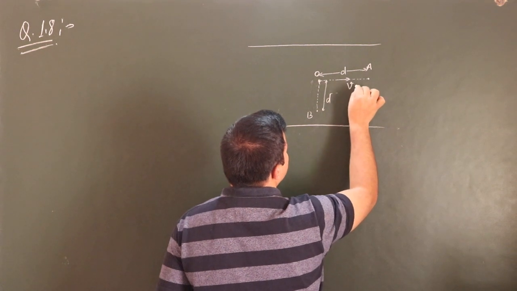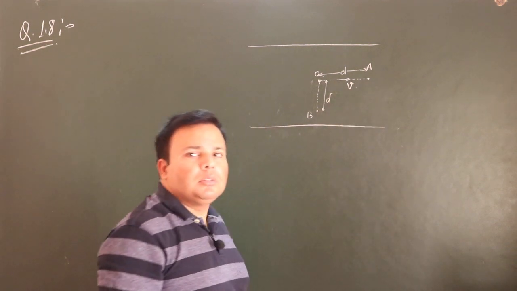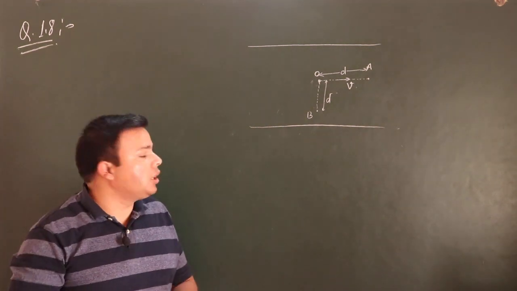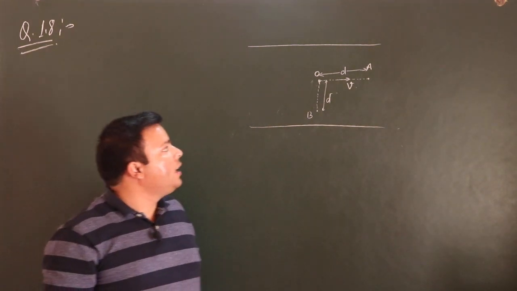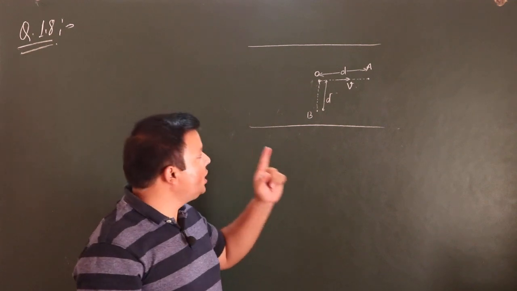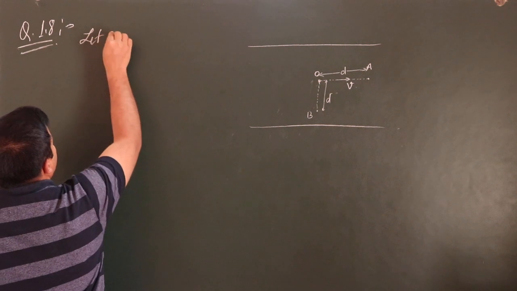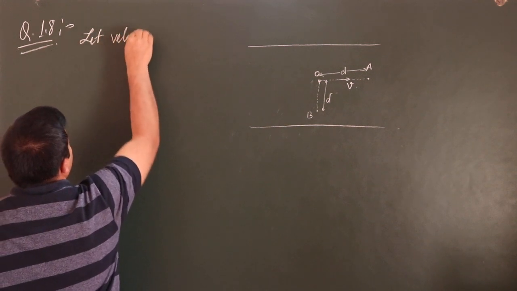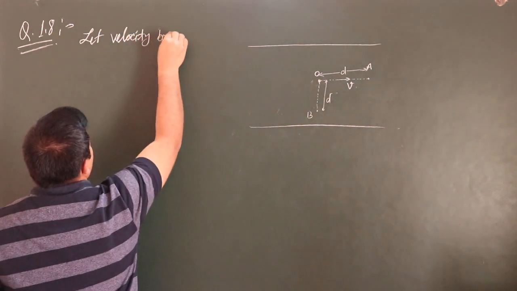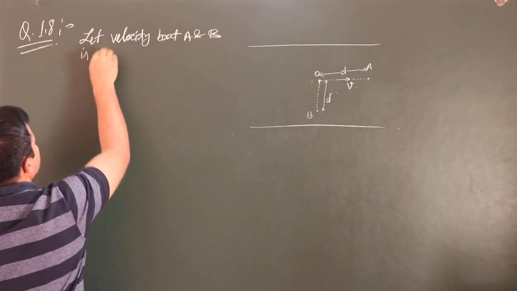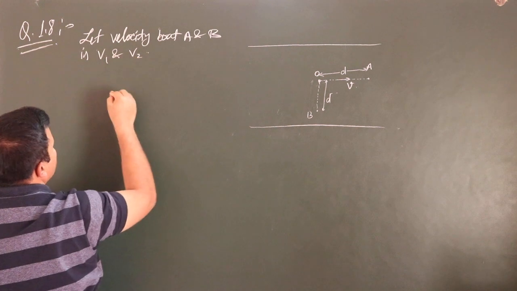The velocity of both boats is equal according to the given question. Means the velocity of the first boat is V1. Let the velocity of both A and B be V1, and the stream velocity be V2.